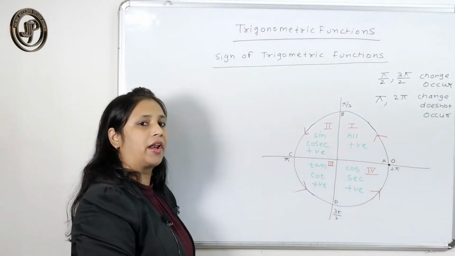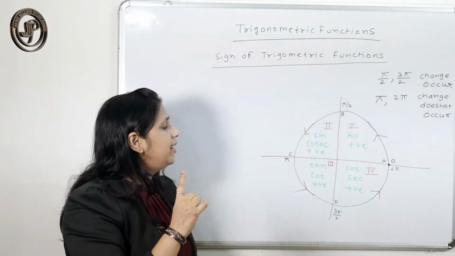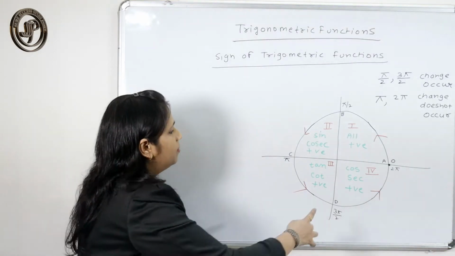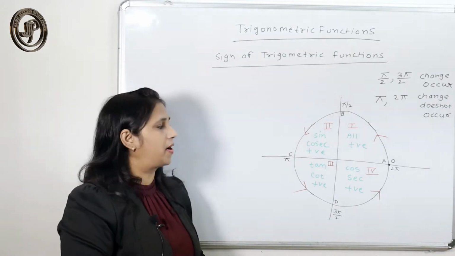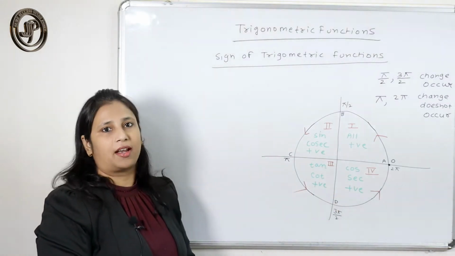In the third quadrant, cot and tan are positive, the rest are negative. Similarly, when you go from D to A, that is in the fourth quadrant, then cos and sec are positive, the rest are negative.